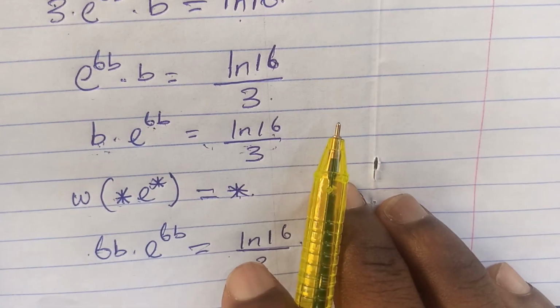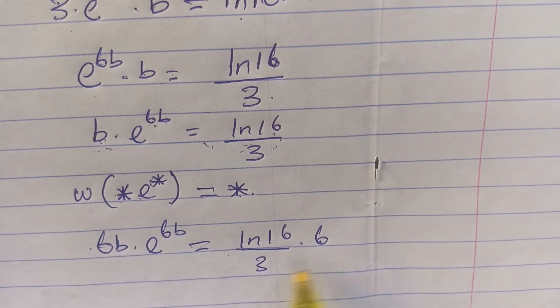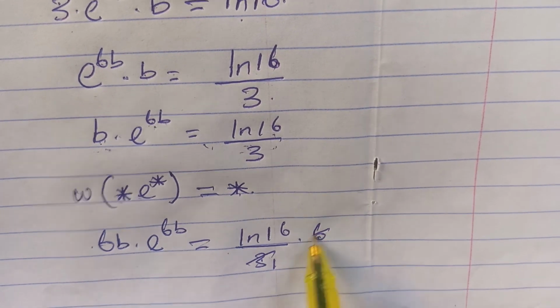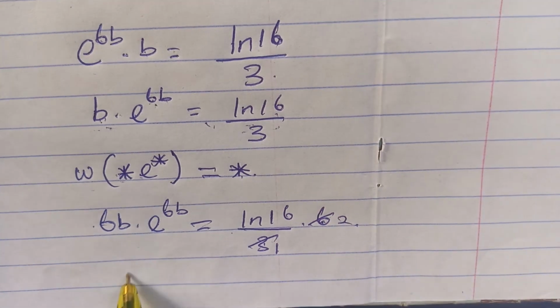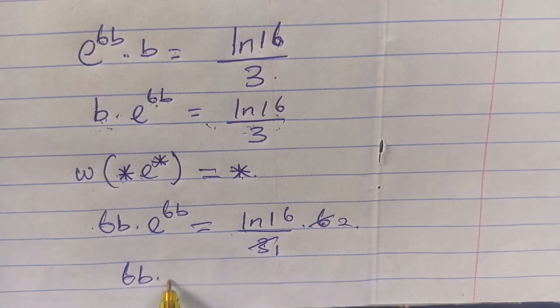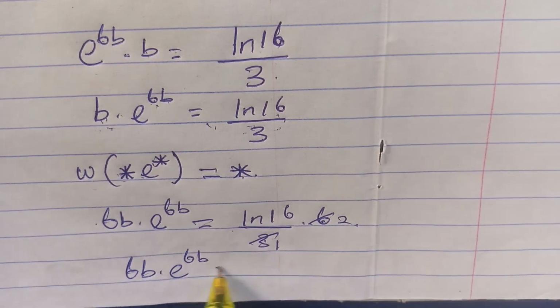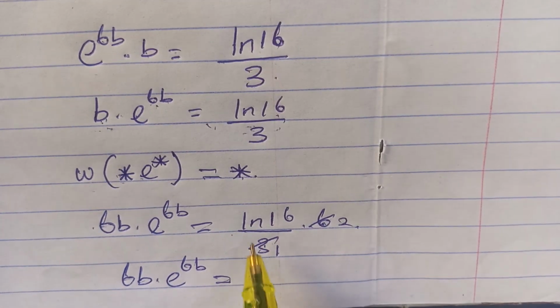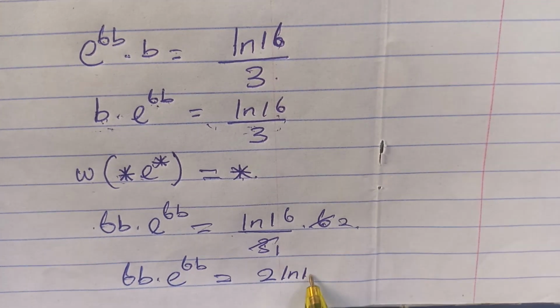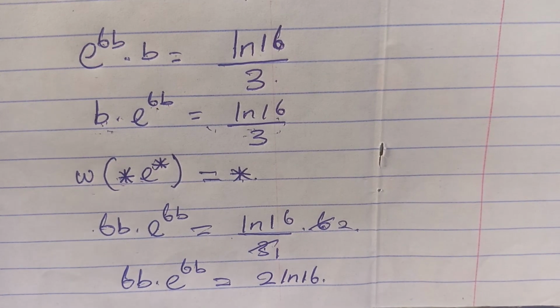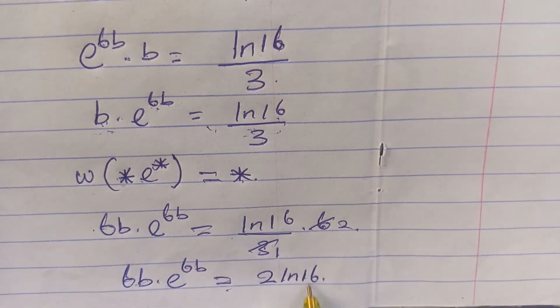So having done this, what then is the next? We can see that we have 6 here and 3 here. So 3 divided by 3 gives us 1, and 6 divided by 3 gives us 2. So if we write this, we have 6b times exponential 6b equals 2 ln 16. We are now having 6b exponential 6b is equal to 2 ln 16.